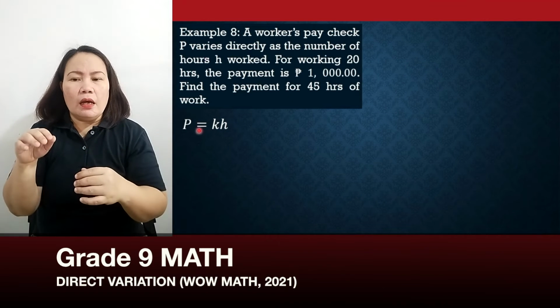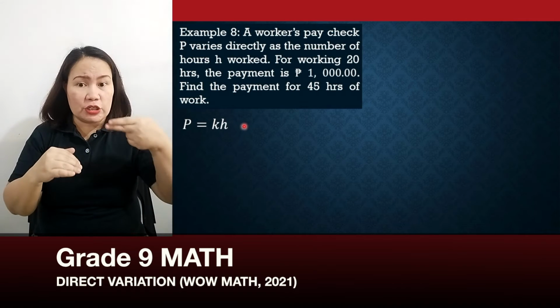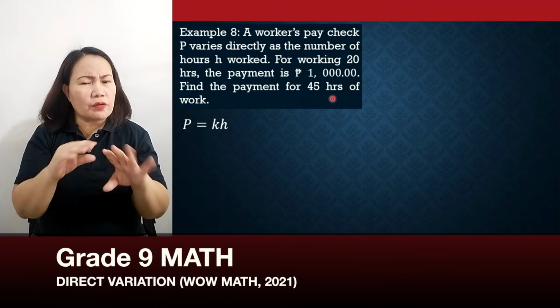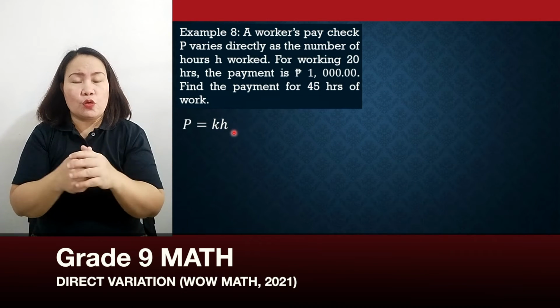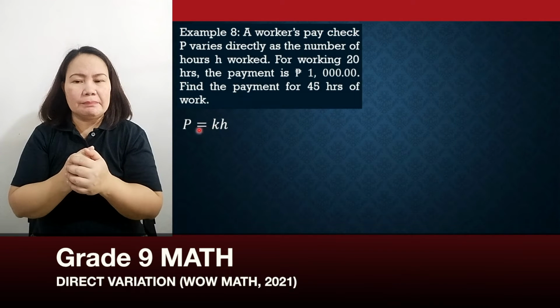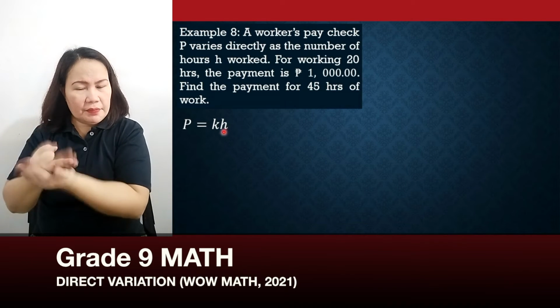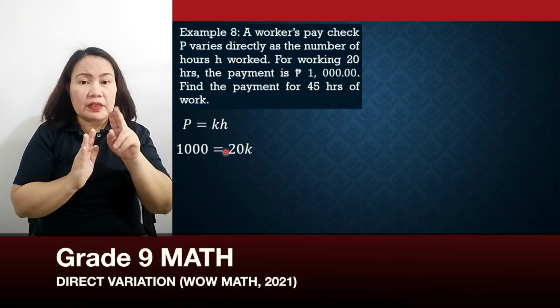So, that is P is equal to KH. And then, para ma-solve natin to kung magkano ang ibabayad sa kanya after 45 hours, kunin muna natin yung constant natin para makuha natin yung equation. So, substitute lang natin. So, yung P natin is 1,000 at yung H natin is 20 hours. So, 1,000 is equal to 20k.